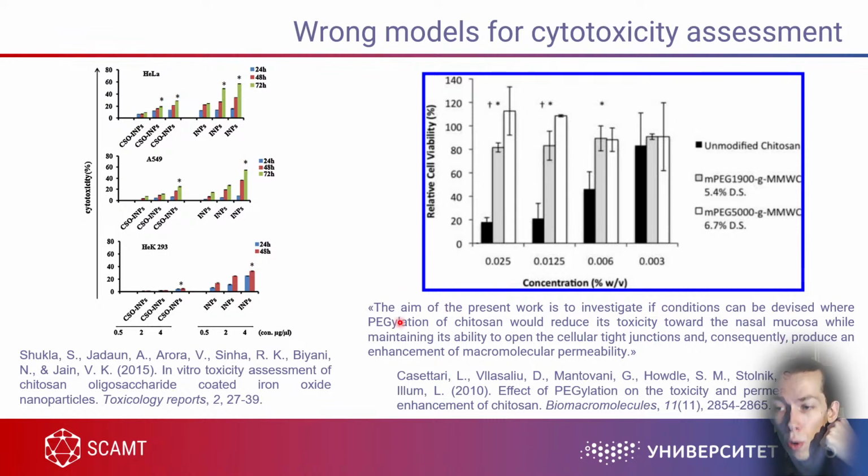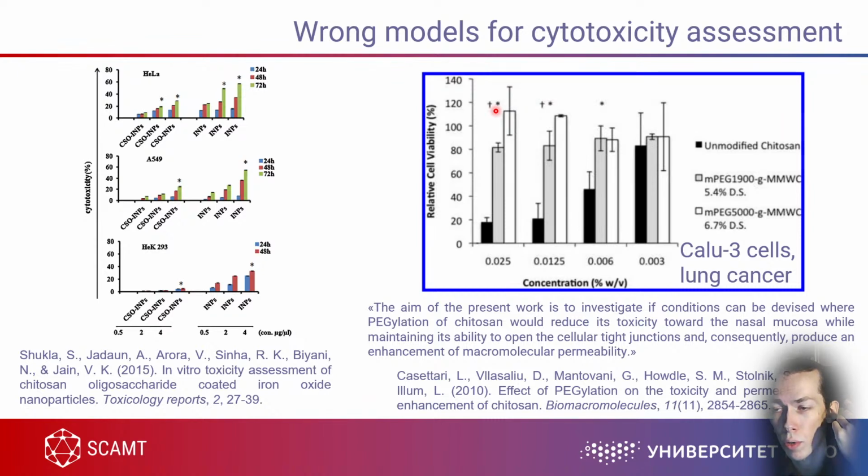So people are talking about reducing toxicity to nasal mucosa cells with pegylation of chitosan nanoparticles, and really pegylation helps to reduce cytotoxicity. But look at the cells. It's a callus cell line of lung cancer. Yes, it's epithelial cells, but it's not the cells of nasal mucosa. How can you say anything about reducing toxicity to nasal mucosa? You test your nanoparticles on lung cancer.